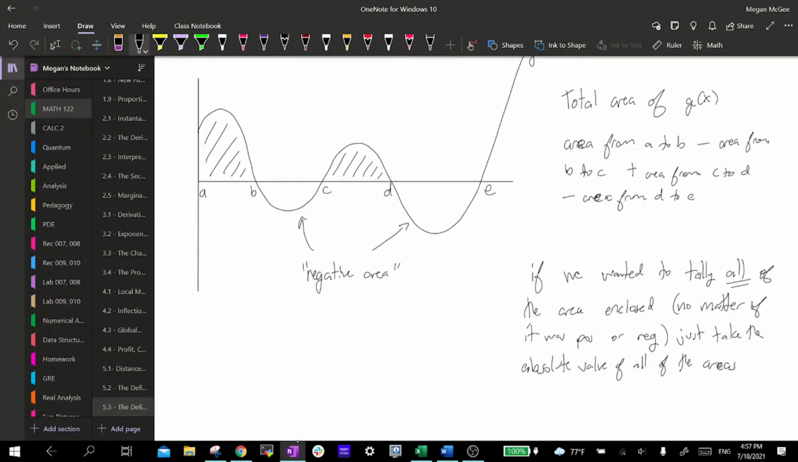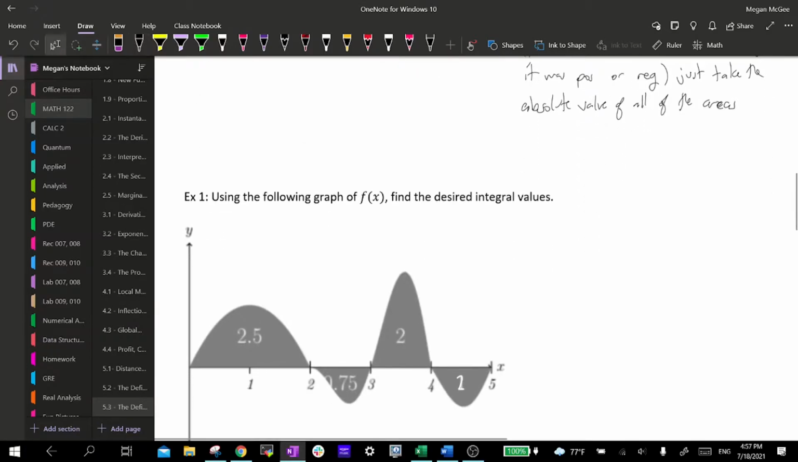So in general, when you're asked to find the total area, then you'll be adding and subtracting respectively. But if it specifically says find all of the area encompassed by a function, then you would take the absolute values. Okay? So let's go ahead and jump into our first example.